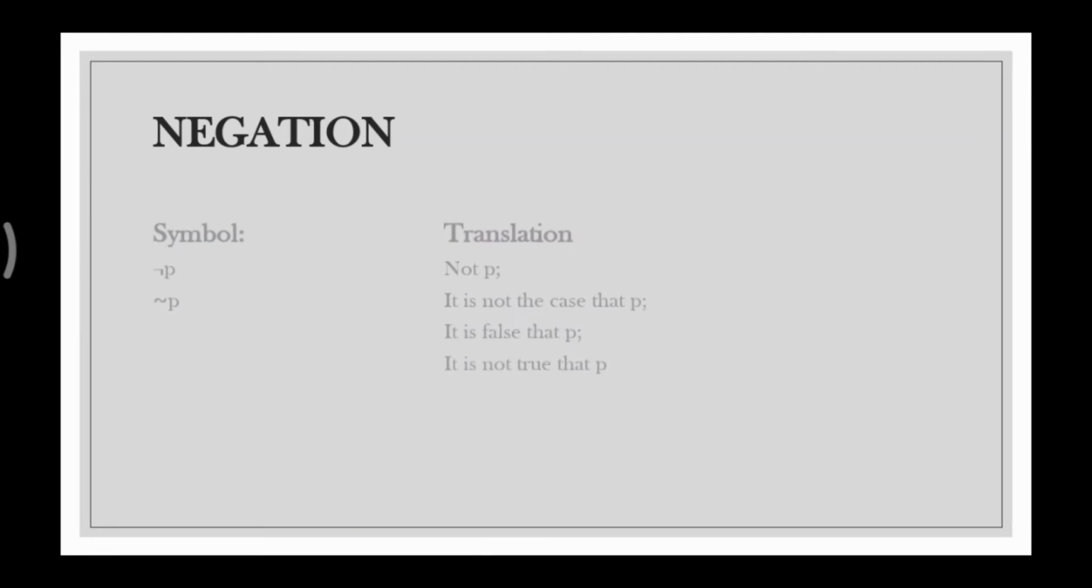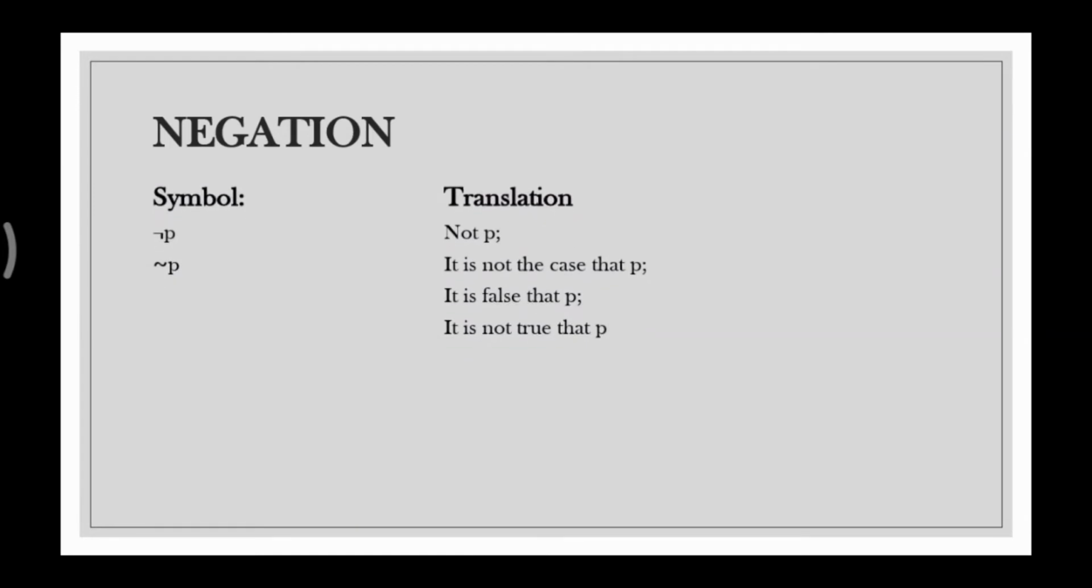Negation. This symbol can be read as not P, it is not the case that P, it is false that P, it is not true that P. Some teachers and students prefer using this curvy line to represent negation. An example of this: let P be the proposition yellow is a color. So, not P is the proposition yellow is not a color.